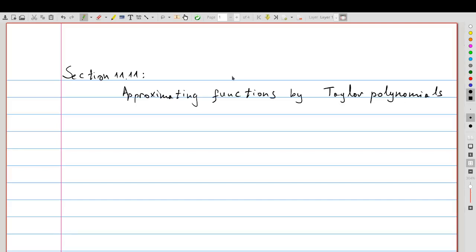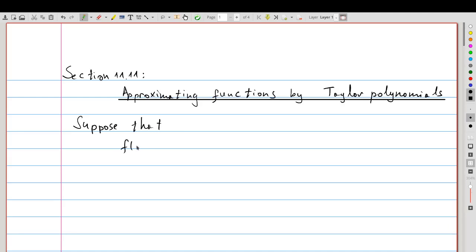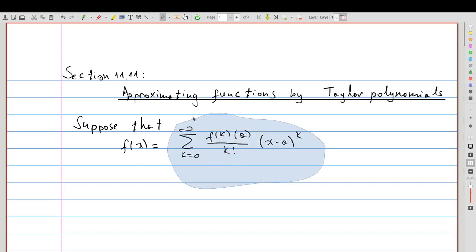In section 11.11, let us discuss the primary motivation behind using power series representations of various functions, and that is approximating these functions by the power series. So suppose that a certain function can be represented by a power series. So let's say f of x is equal to its Taylor series at the point a for some fixed real number a. And so this means that f of x can be represented as this Taylor series here.